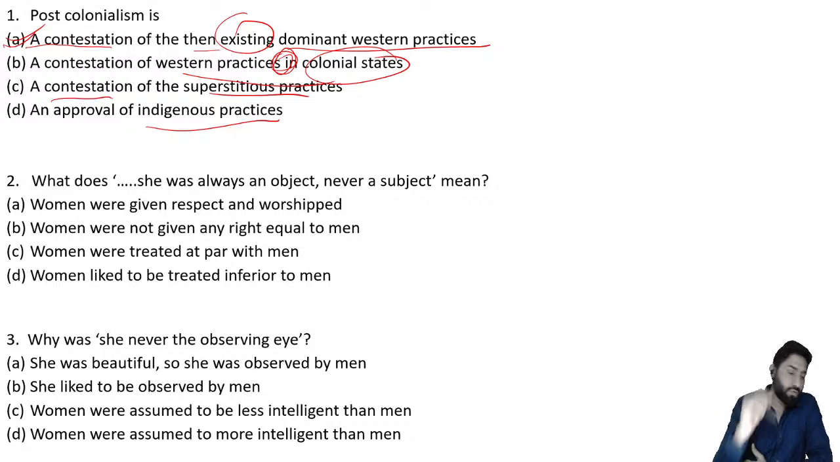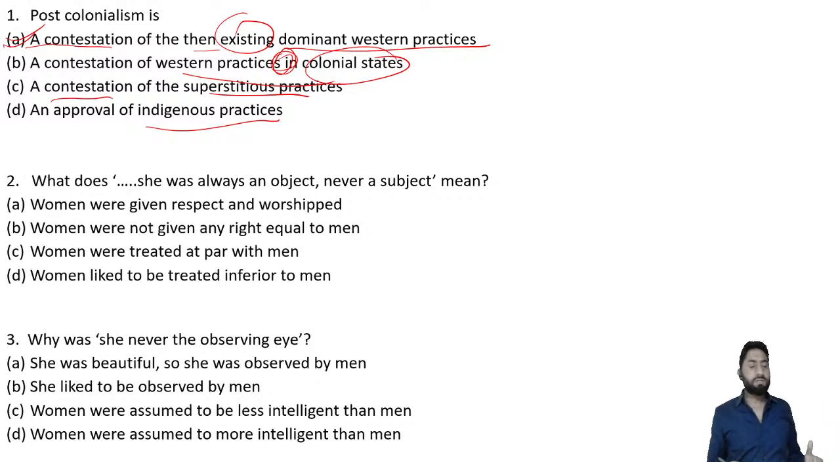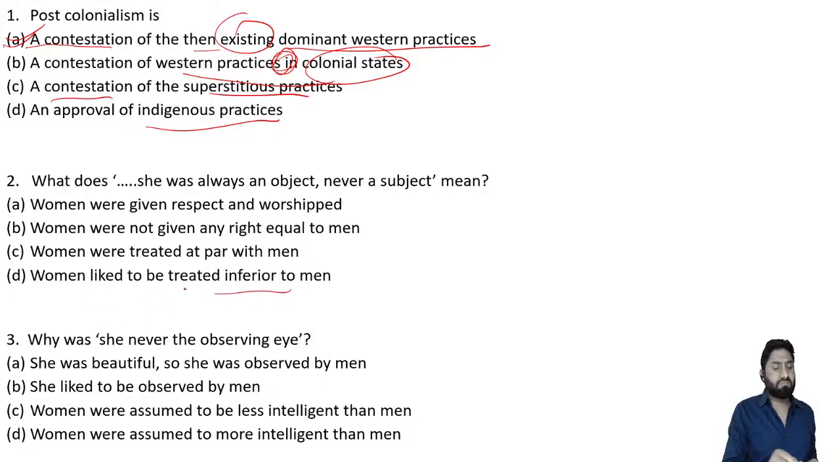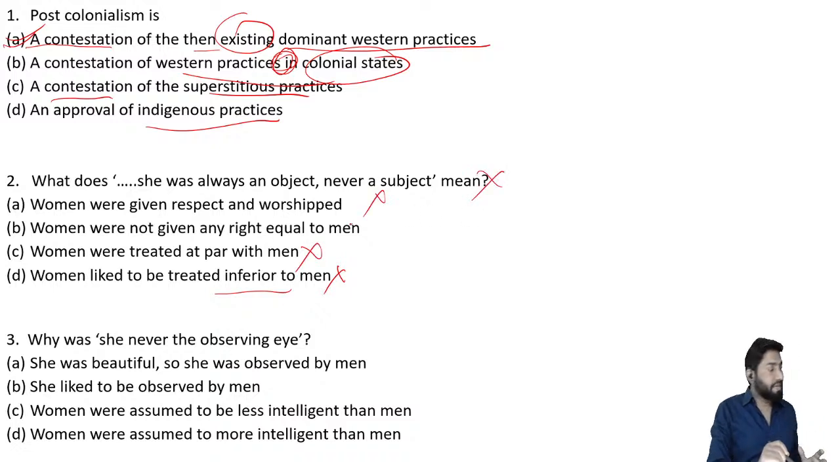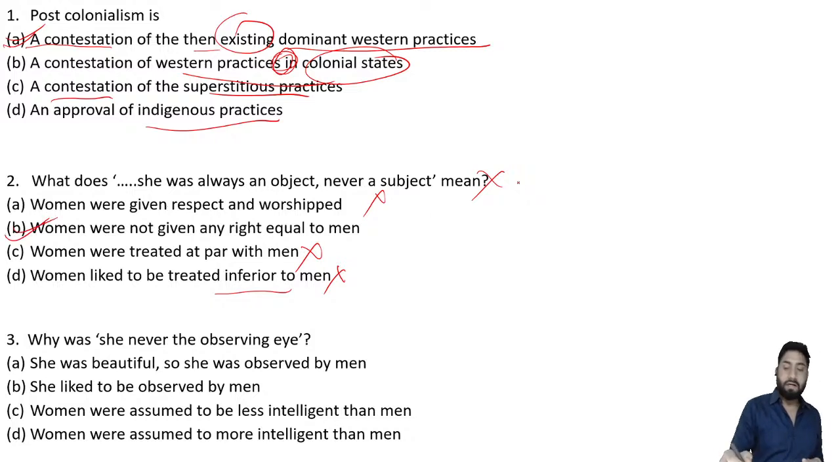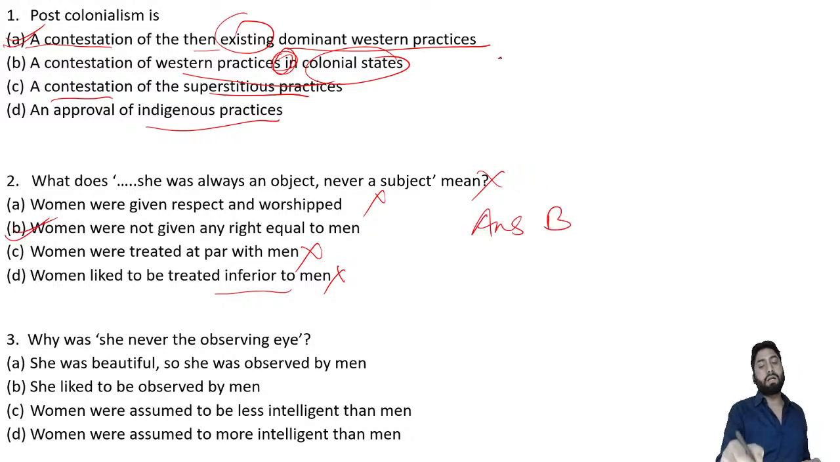In the context of the passage, what is being discussed in the passage? What does "she was always an object, never a subject" mean? Women were given respect and worshipped? No, this hasn't been discussed, because here the talk is about how the women were actually oppressed and exploited. So women were not given any right equal to men, right? That's what you can say. Women were treated on par with men, and women like to be treated inferior. These have no meaning, this also has no meaning. So the second, B, is the correct answer. So here the answer is B, and in the first one the answer is A, right?